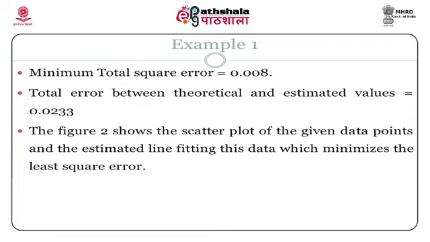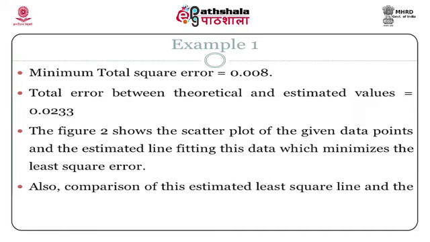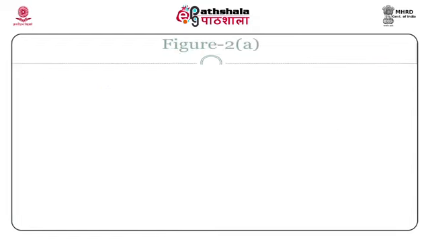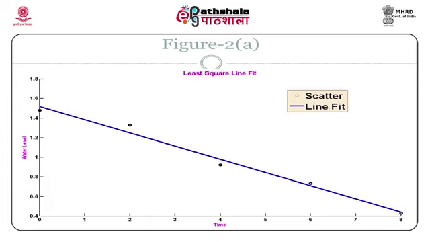Figure 2 shows the scatter plot of the given data points and the estimated line fitted to this data, which minimizes the least square error. Also, a comparison of this estimated least square line and the theoretical linear relationship determined in illustration 1 is depicted in figure 2b. So you can see that the estimated line is not passing through any of the data points, but it is very close to the data points.